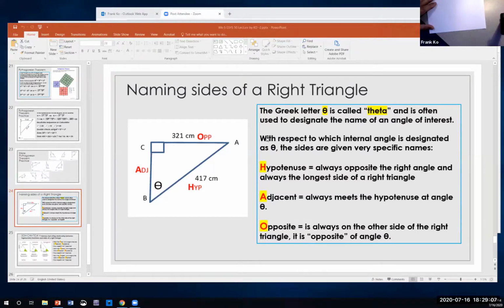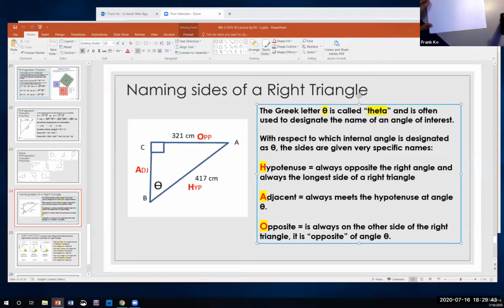Now, why are we interested and how do we name this? The second line says, with respect to whichever angle is designated as theta, the sides are given very specific names. One side, called the hypotenuse, will always be opposite the right angle and will always be the longest side of a right triangle. That's the easiest one to identify. The 2 shorter legs of a right triangle have very specific names once I identify the angle of theta.